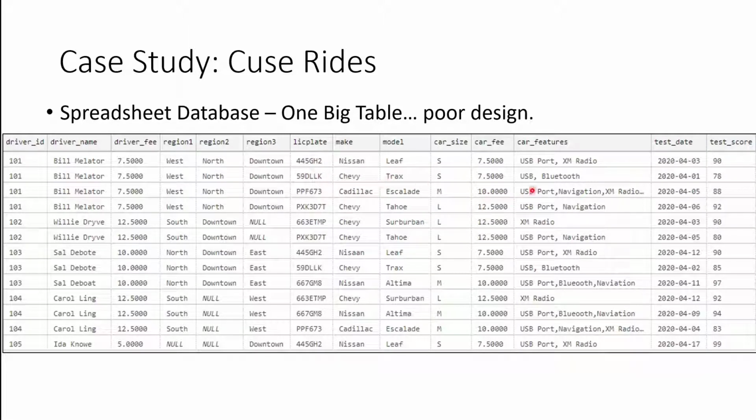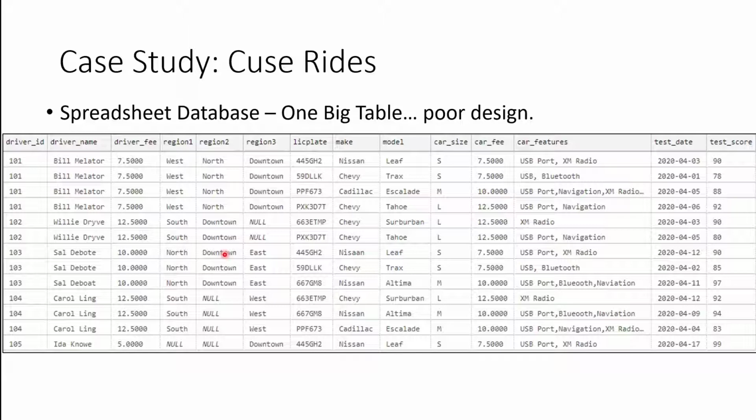And the Chevy Trax has some things in it, like it has a USB place where you can plug in your phone, and it has Bluetooth. The Nissan Leaf has USB port and audio, or XM radio, I mean. And likewise, each of these drivers will drive in a certain area of the city. So Willie Drive will drive in the south side and downtown, and Caroling will drive in the south side and the west side. So if you want to go to the west side, then you're obviously not going to use Sail to Boat because Sail says north and downtown. So you see there's a lot of data here and a lot of data dependencies and a lot of interdependencies. This design was not well thought out.